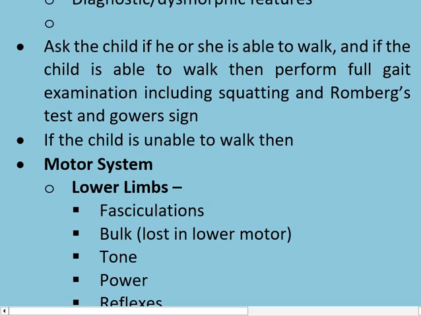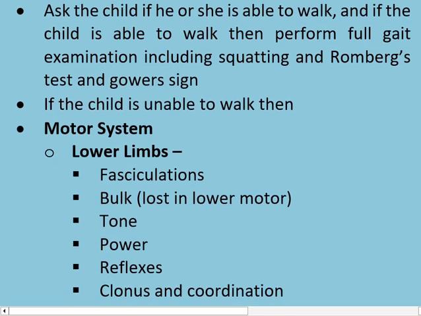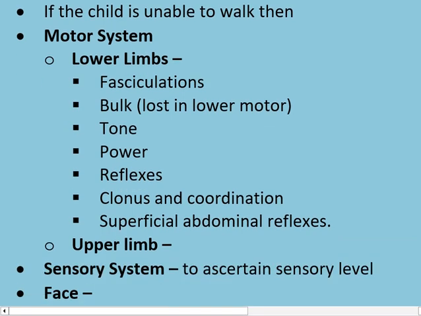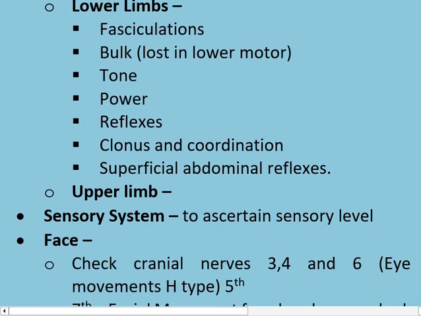First, the lower limbs: check the fasciculations, bulk, which is lost in lower motor neuron lesions, tone, power, reflexes, clonus and coordination, superficial abdominal reflexes, followed by the upper limb examination. Then you have to check the sensory system to ascertain the sensory level, because in transverse myelitis there is a sharp sensory level.